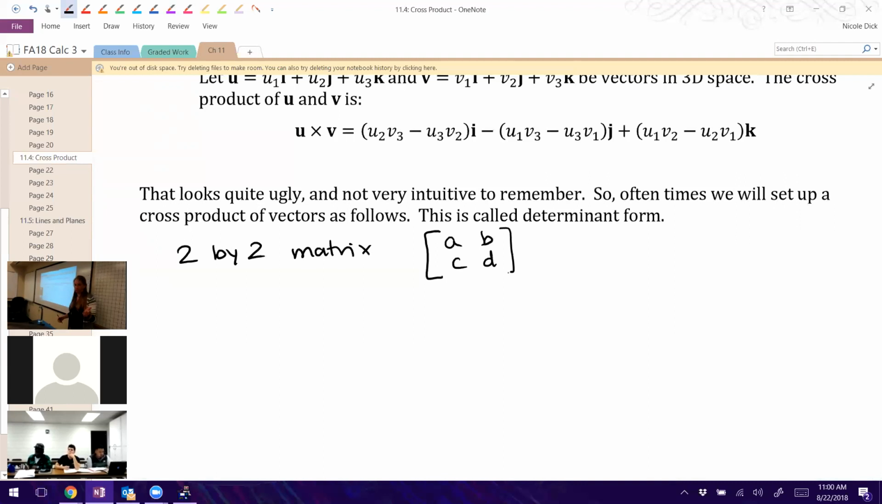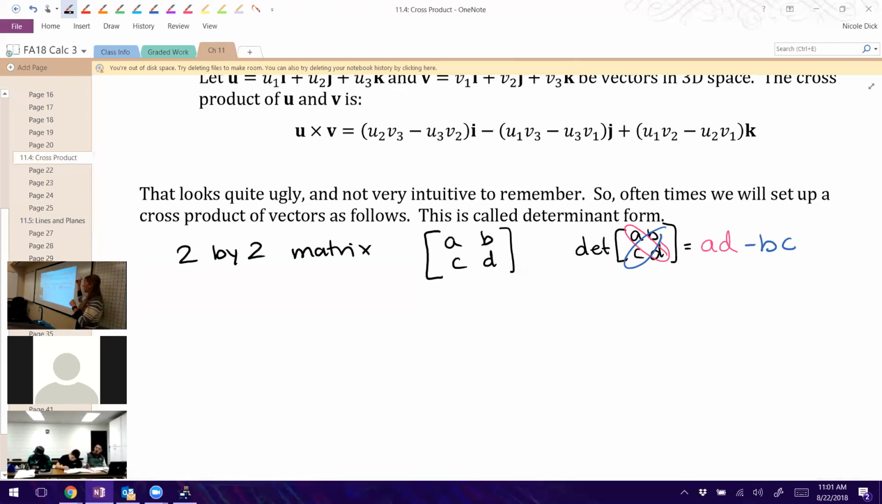Anyway, there's this thing called a determinant, and we just abbreviate it DET. If we're going to find the determinant of this matrix, it is defined as kind of like cross multiplying. We're going to take A times D, and we're going to subtract B times C. And that is what's called the determinant of the matrix.